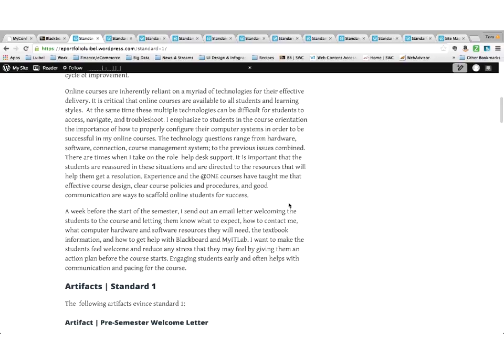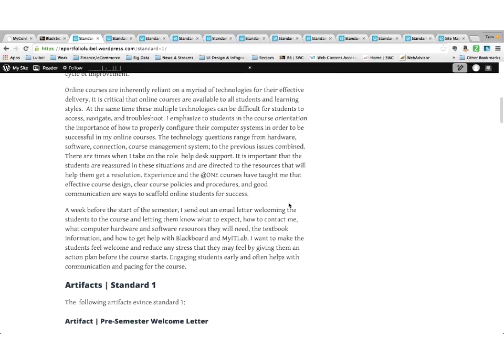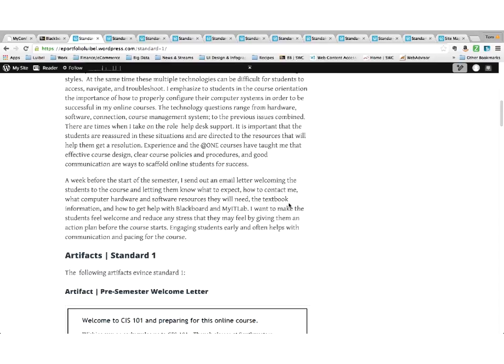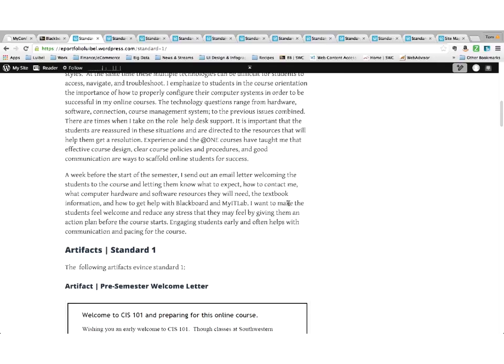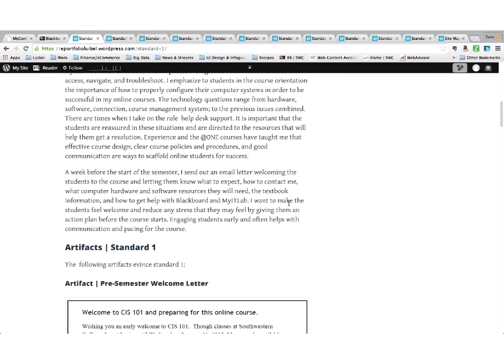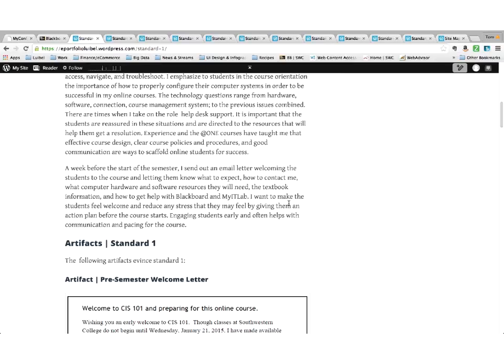Technology questions range from hardware, software, connection, course management system, to the previous issues combined. It can be all those or any one of those. There are times when I take the role of help desk support, especially at peak times at the beginning of the semester. And I've tried to ameliorate that somewhat with an orientation. It's important that the students are reassured in these situations and directed to the resources that will help them get a resolution. Students don't like to be confused and don't like to not get answers.